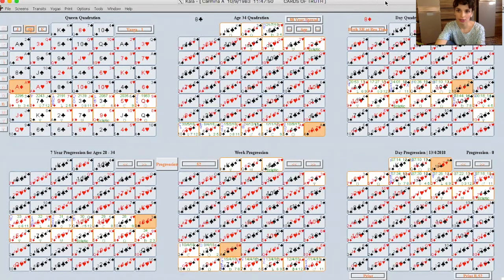Okay, so this is my birth chart. I didn't want to use other people's birth charts or celebrities. We'll just look at mine as an example. I'll be your guinea pig.